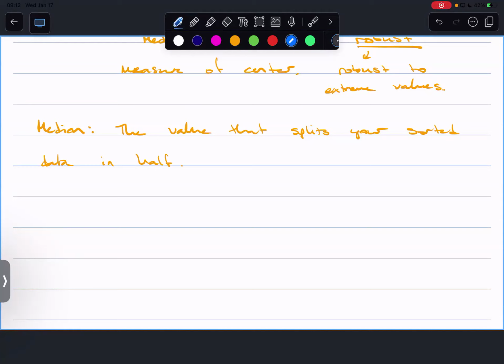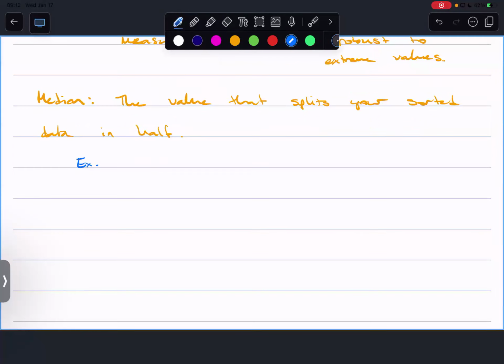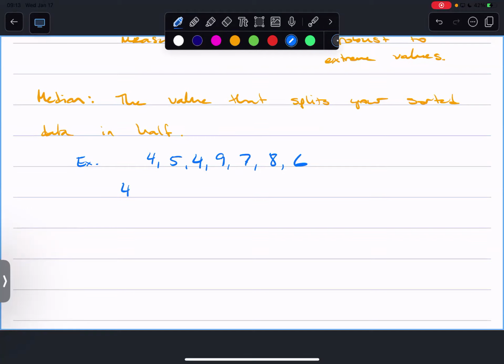So if we have something like, I'll keep going with the 4, 5, 4, 9, 7, 8, 6. First thing I want to do is just sort these values. So I've got 4, 4, 5, 6, 7, 8, 9.